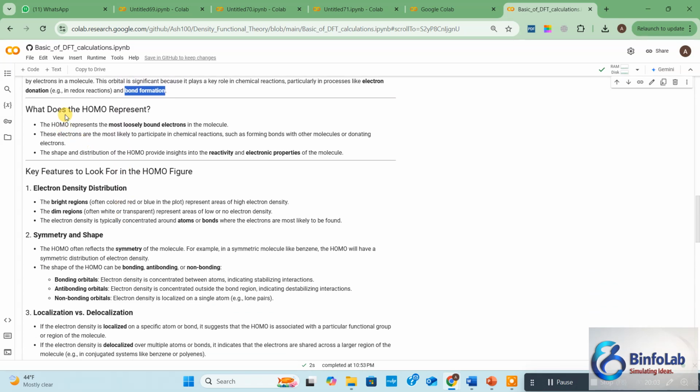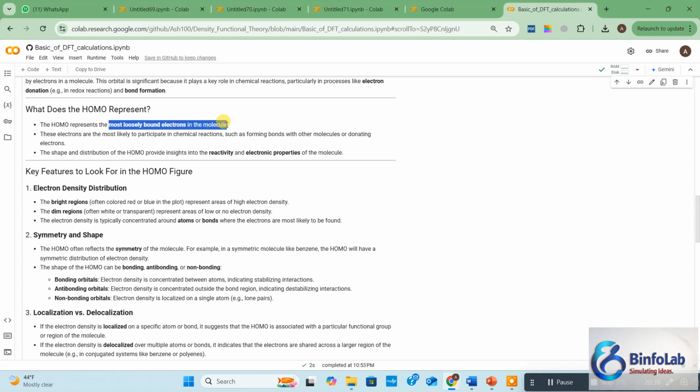What does the HOMO represent? I already explained this, but it will be easier for you to understand now. The HOMO represents the most loosely bound electrons in the molecule. Now you got my point. For example, we have the benzene structure. Benzene is a ring structure which has six carbons, a six-carbon ring, and some hydrogens.